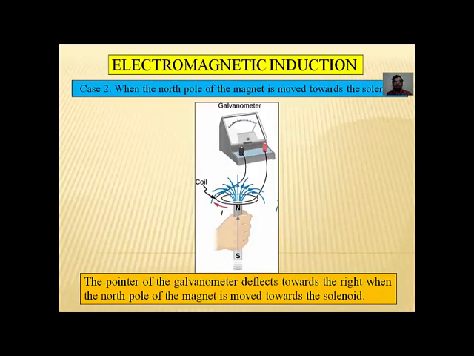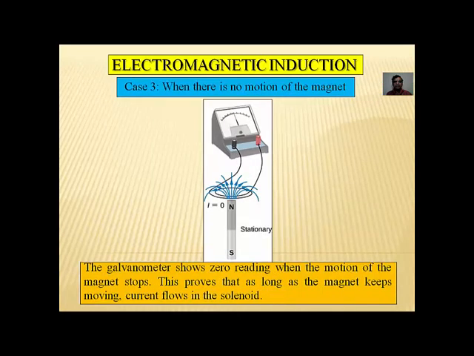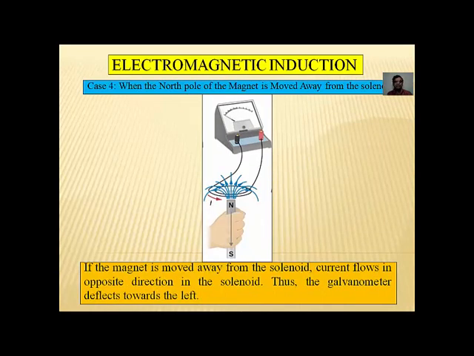The pointer of the galvanometer deflects towards the right when the north pole of the magnet is moved towards the solenoid. The galvanometer shows 0 reading when the motion of the magnet stops. This proves that as long as the magnet keeps moving, current flows in the solenoid. If the magnet is moved away from the solenoid, the current flows in opposite direction in the solenoid. Thus, the galvanometer deflects towards the left.